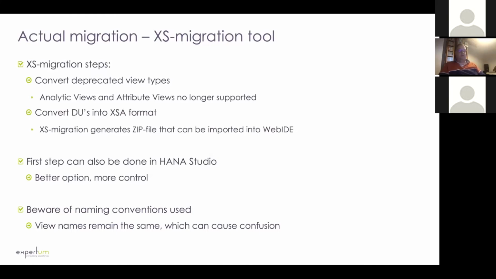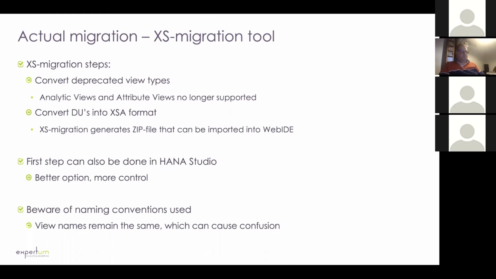One thing I'd like to mention as well: if you're using naming conventions, and most organizations do, for instance, start your analytic views with ANV, your attribute views with ATV and your calculation views with CV. If you convert them, then the names will remain the same. And this can cause confusion, because the XS migration tool converts attribute views and analytic views to calculation views, but the name will stay the same.